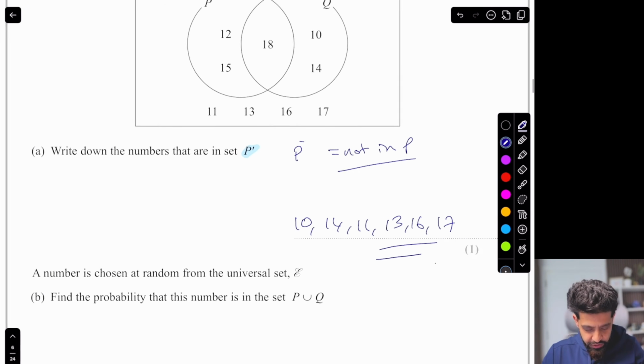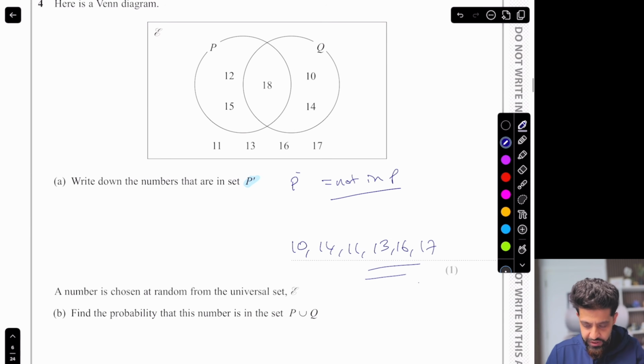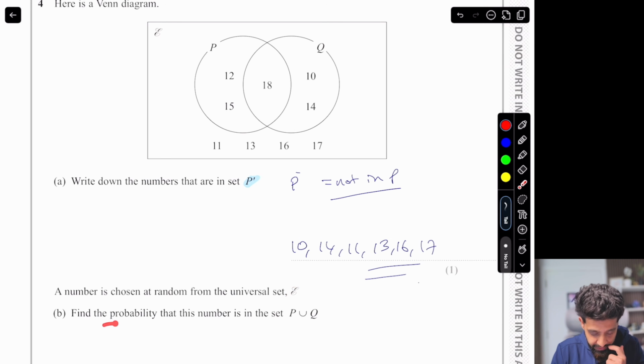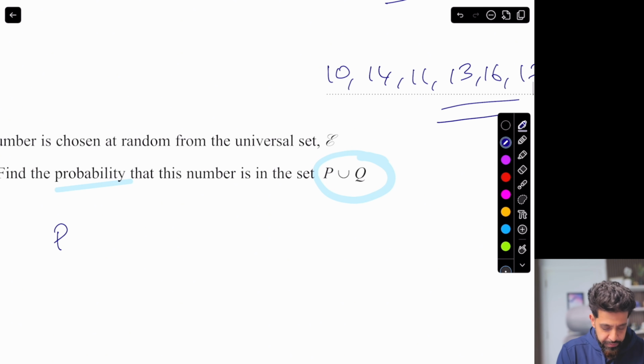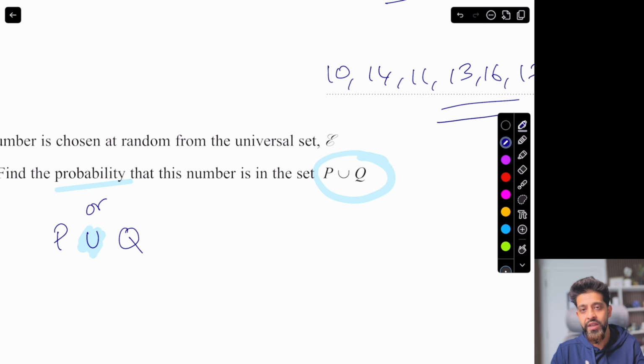Next, a number is chosen at random from this universal set, and it's just a funky number. That means all of the data set. Find the probability. I'm going to highlight this. That this number is in, what does that mean? Once again, P ∪ Q. It means or. So it's in P or Q.